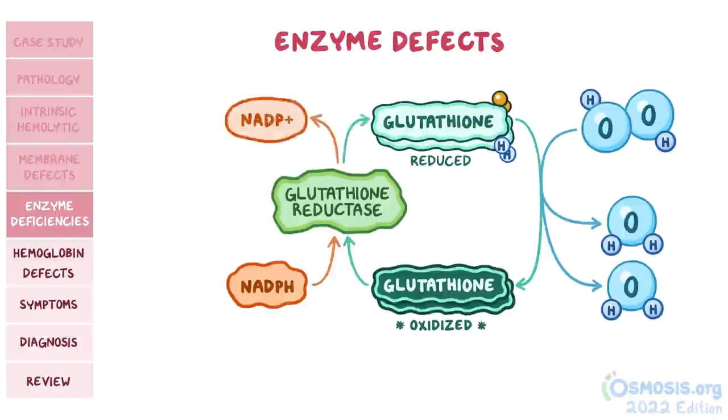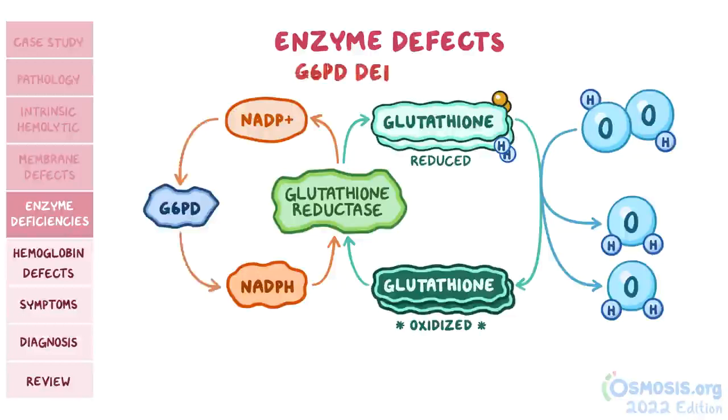So to replenish the supply of NADPH, we have G6PD, which reduces NADP+ back to NADPH. Okay, so in G6PD deficiency, low levels of G6PD causes low levels of NADPH, leading to low levels of reduced glutathione and increased susceptibility to hemolytic episodes caused by free radicals.